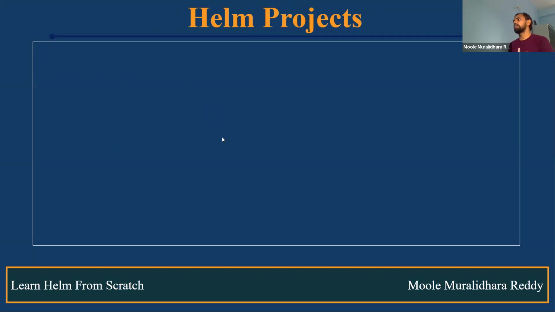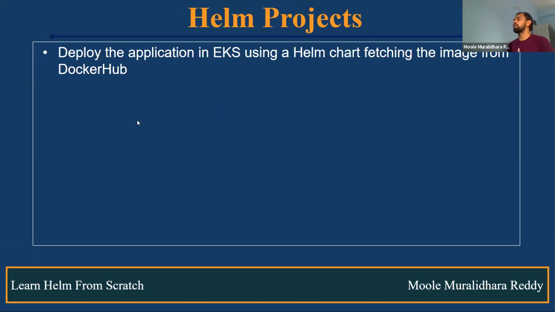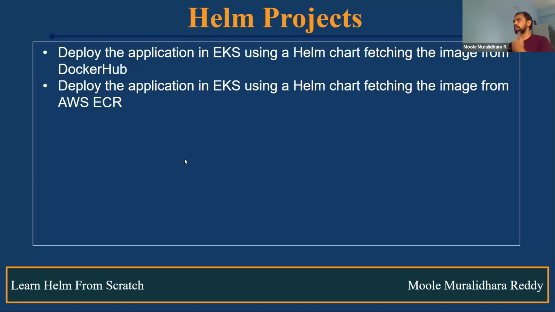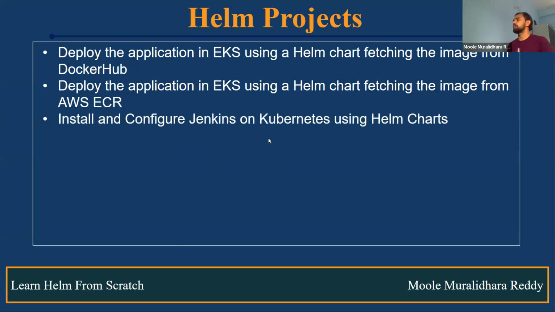Apart from that, I have also showcased Helm projects as well. There I have showcased 3 projects. One is how do we deploy an application in Kubernetes using a Helm chart, fetching the image from Docker Hub. And also the same thing, if our Docker image is available in ECR, how do we deploy our application using a Helm chart in Kubernetes and fetch the image from ECR as well. And also I have showcased using a Helm chart how do we install and configure Jenkins on Kubernetes. I have showcased 3 Helm projects as well. Okay, clear, right?